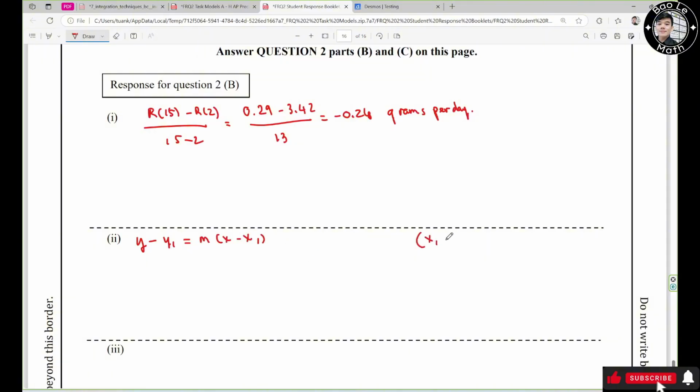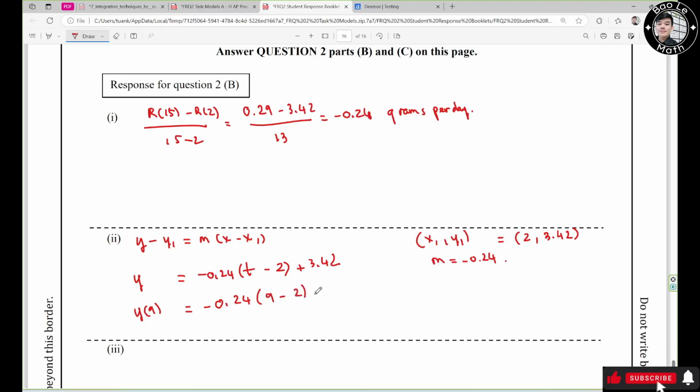Now, for s1, y1, I'm going to pick the point 2, 3.42, and the average rate of change is going to be right here, so m equals negative 0.24. Now, this one right here is y equals negative 0.24 times s minus s1, which means 2, plus y1, which is plus 3.42. Now this one is the function in terms of t, so I need to change t. We have y of 9 equals negative 0.24 times 9 minus 2 plus 3.42.